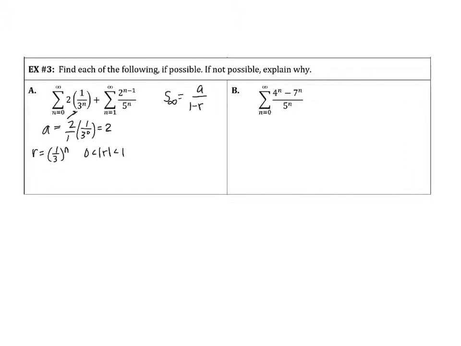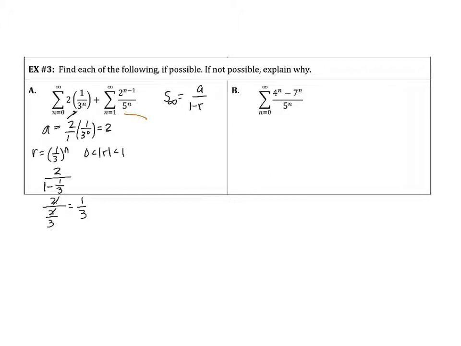And so for this first part, we're going to have 2 over 1 minus 1/3. So that's going to be 2 over 2/3. And so that's going to end up giving us 1/3 there. So here, that first part is 1/3. Now let's go find the other sum.